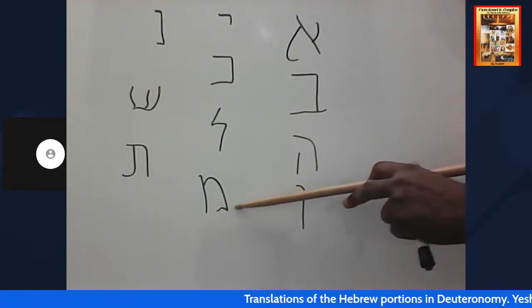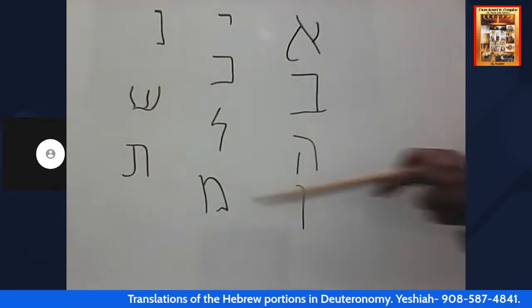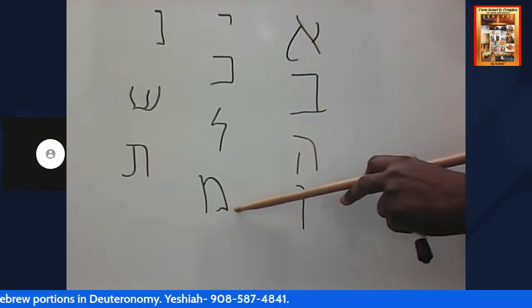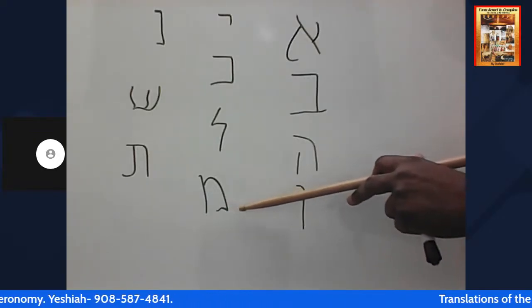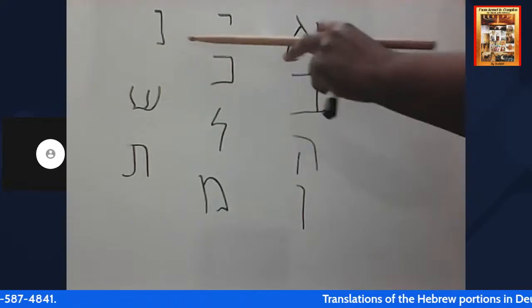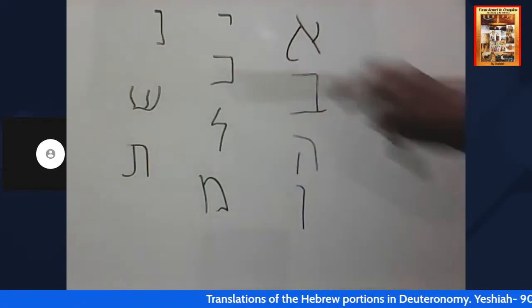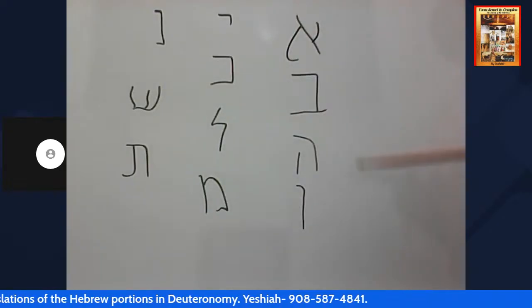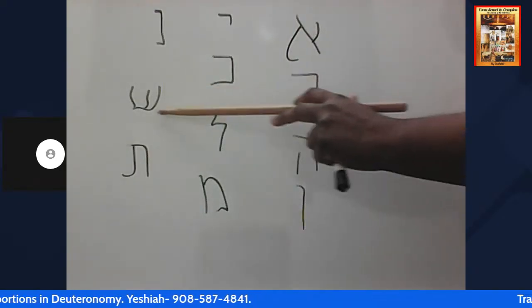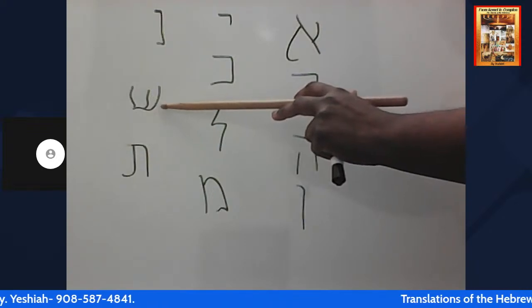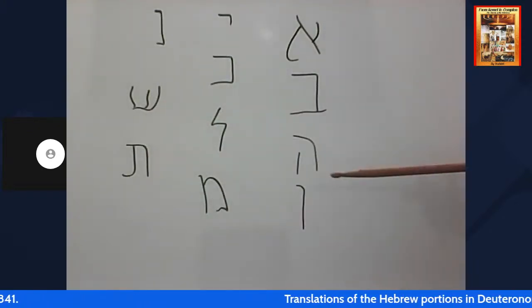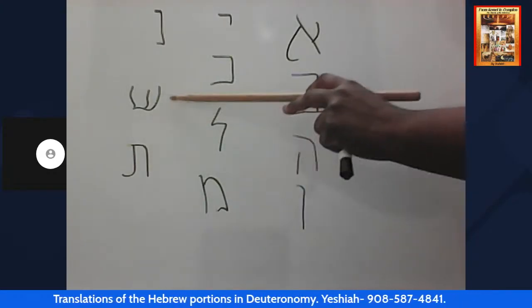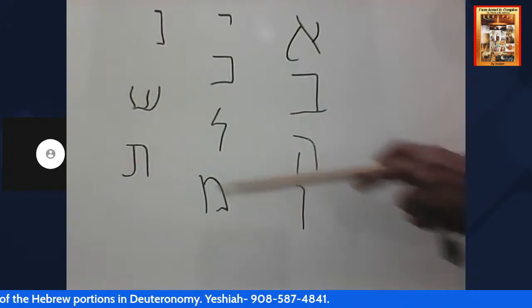Here we have the letter Mem. This serves as a prefix with nouns and a prefix with verbs and a suffix with nouns. Here we have the letter Nun. This serves as a prefix with verbs. Here we have the letter Shin. This serves as a prefix with nouns and a prefix with adjectives.